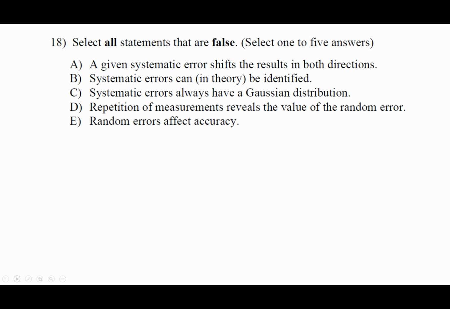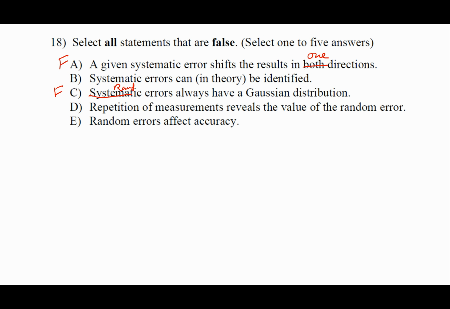Select all statements that are false. Select 1 to 5 answers. A given systematic error shifts results in both directions. No, systematic error shifts it in one direction, so this is false. Systematic errors can, in theory, be identified. Yeah, we use a standard, right? You can detect the shrunken ruler using a standard. We can identify it. Systematic errors always have a Gaussian distribution. No, random errors have a Gaussian distribution.